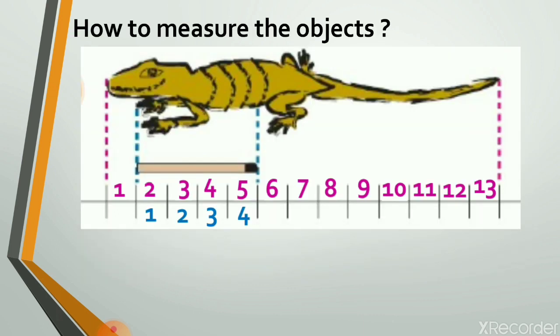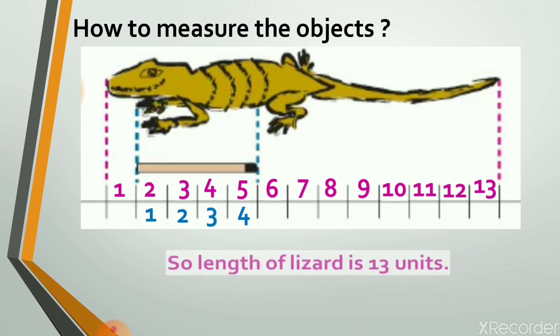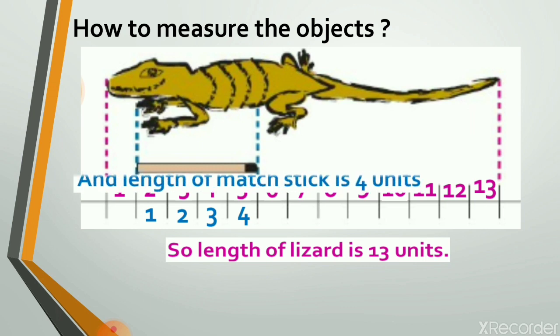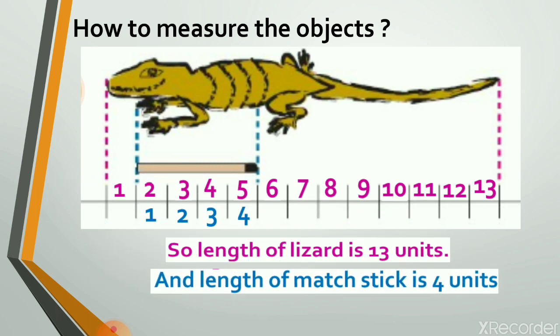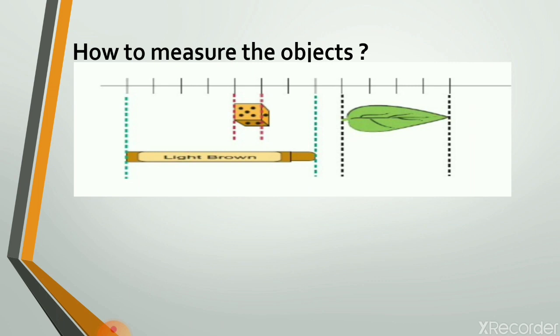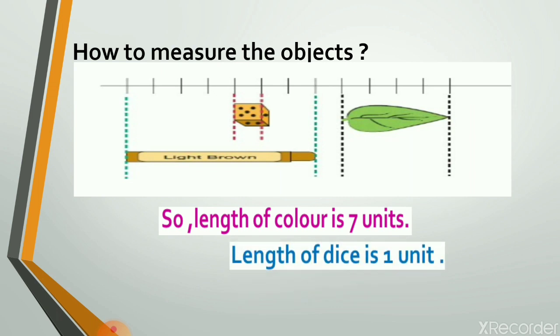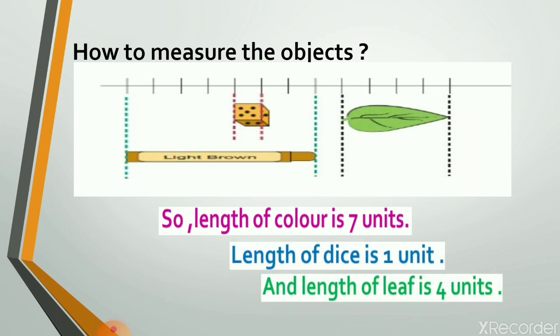Now, how to measure the length of objects? See the lizard and matchsticks. The length of the lizard is 13 units, and the length of the matchstick is 4 units. The length of the color is 7 units, and the length of the dice is 1 unit. The length of the leaf is 4 units.